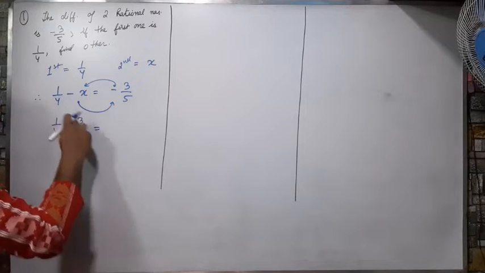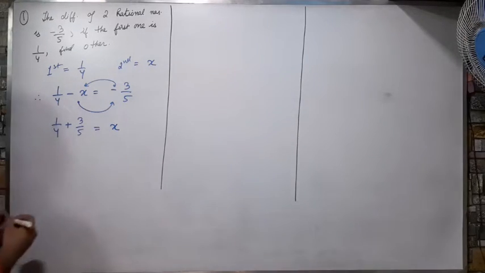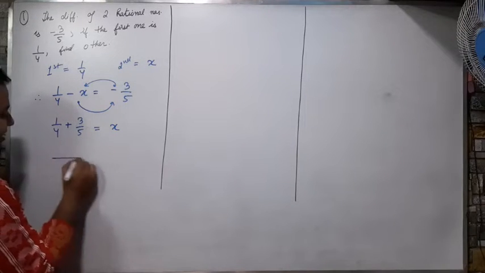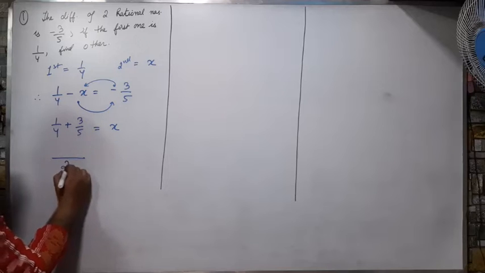And this minus x when taken to this side will become plus x. So therefore I am getting x is equals to 1 by 4 plus 3 by 5. What is the LCM of 4 and 5? The LCM of 4 and 5 is 20.